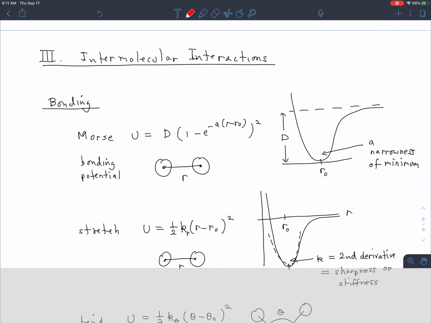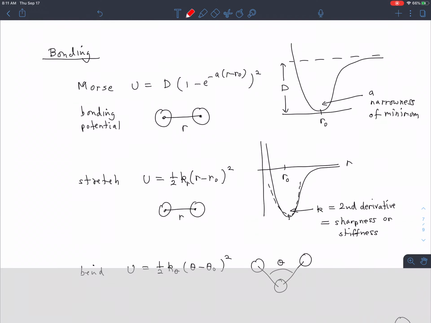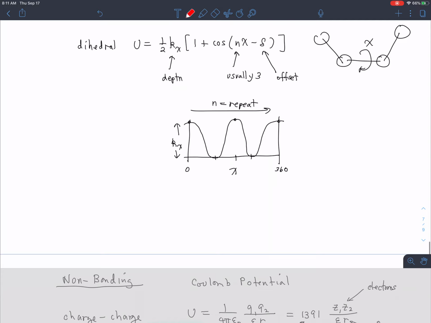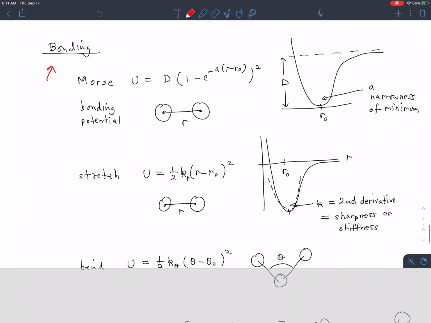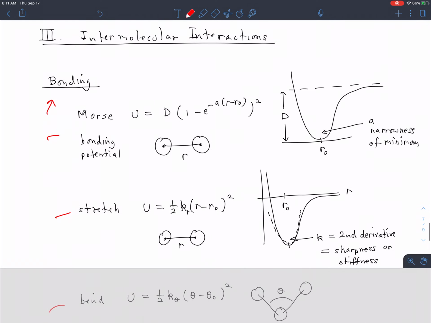Finally, let's talk about the intermolecular interactions. This was a short section and a pretty definite section, right? Just a set of formulas, really. So let's go through them. We're talking about the interactions between atoms, essentially. There's bonding interactions, and there's also down here non-bonding interactions. Among the bonding interactions, there are, let's see, 1, 2, 3, 4 different kinds.